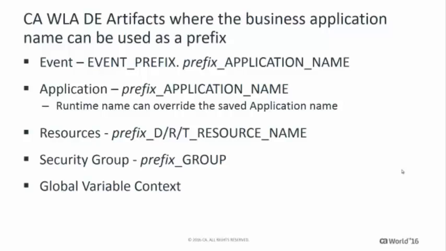Similarly, for security groups, having that prefix for the group name can also be helpful, because if DC1 is the prefix, you could have DC1 underscore group as the group name, and it makes it very easy to identify the people that are part of that group. You could also use it as a context name for global variables.